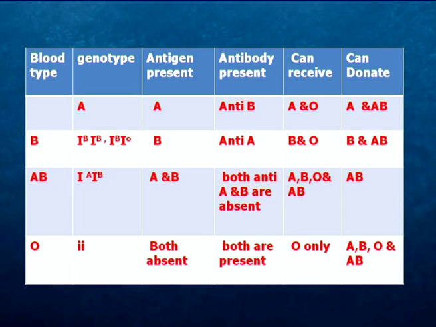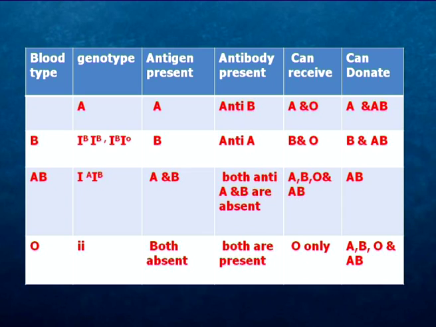So 4 phenotypes and 6 genotypes you find here. Now O: both antigens are absent, neither A nor B is there. And then antibodies: when the antigens are absent on RBC, you find both antibodies. Anti-A antibody is there, anti-B antibody is there, both of them are there in their plasma.